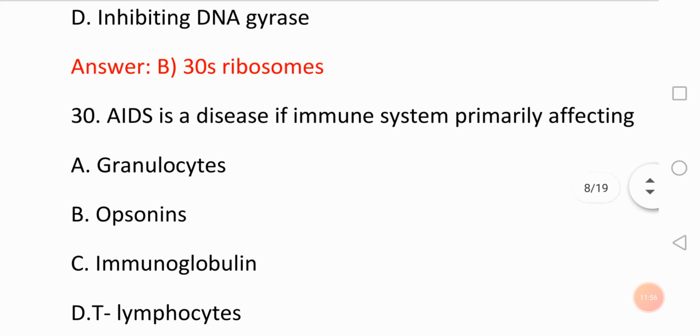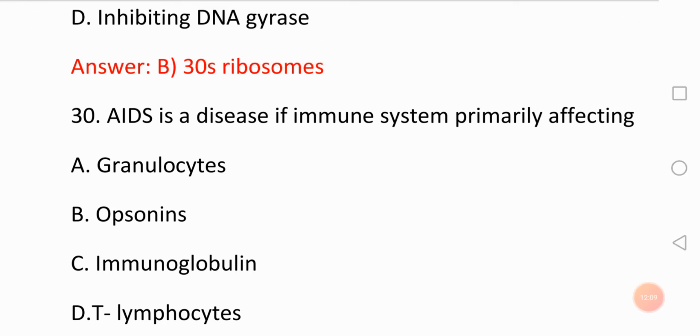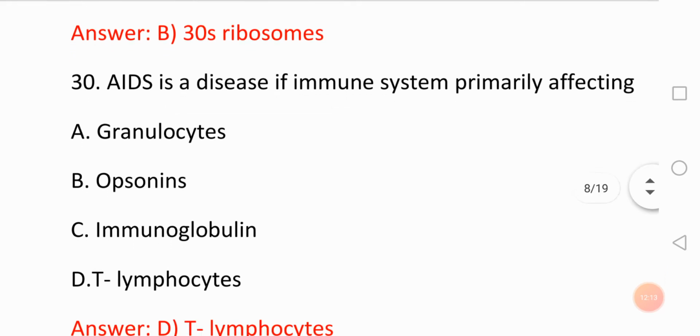30 question. AIDS is a disease of the immune system primarily affecting A. granulocytes, B. opsonin, C. immunoglobulin, and D. T lymphocyte. And the answer is T lymphocyte.